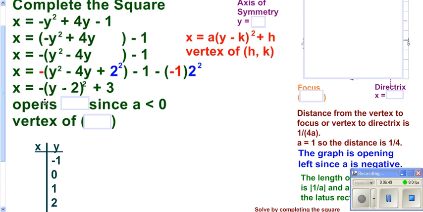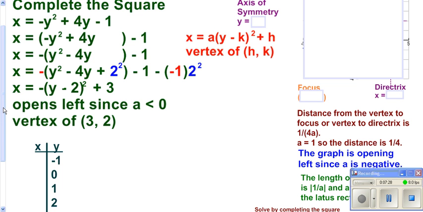So, we know we are opening left or right, but since your a value is negative, it's going to open in the negative direction of the x's, so it opens to the left. Your vertex is always hk. H is always the x-coordinate, k is always the y-coordinate. When you're looking at parabolas, it's always the opposite of what's in the parentheses and the same as what's on the outside. So your x-coordinate's the same as what's on the outside, which is the plus 3. K is your y-coordinate of your vertex in this case. So it's always the opposite of what's in the parentheses. The opposite of a negative 2 is 2.